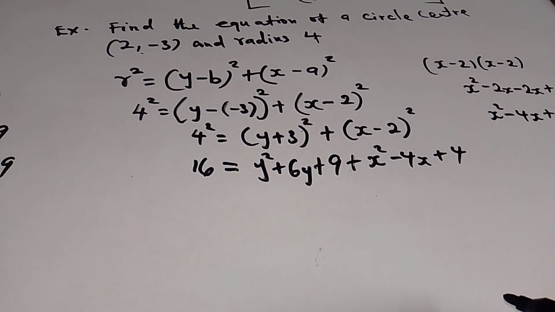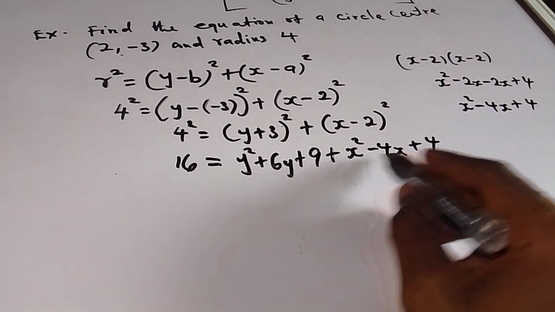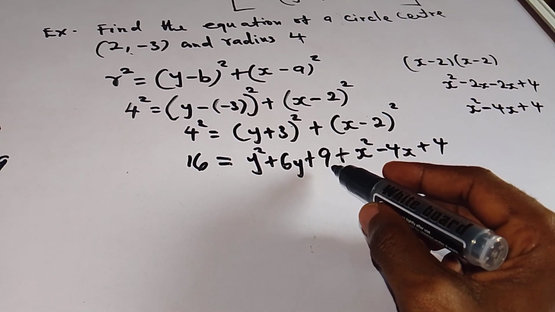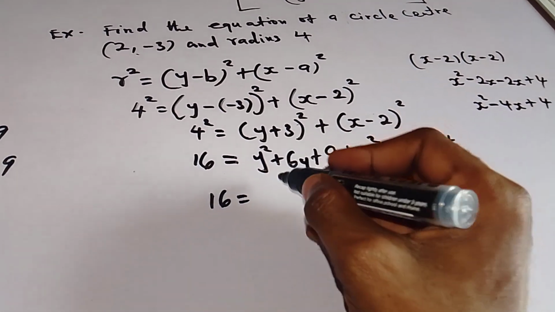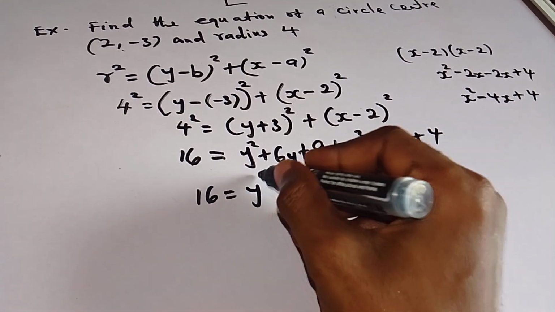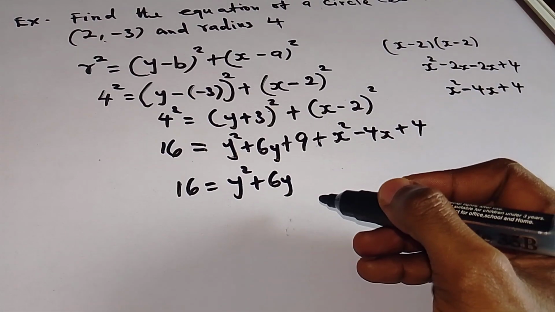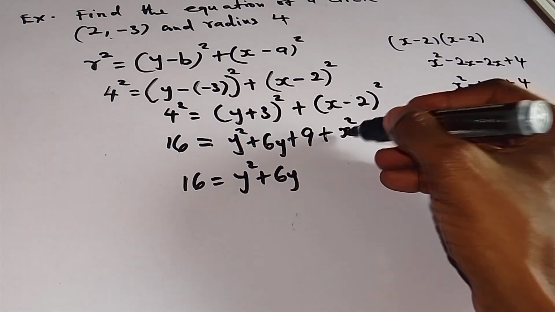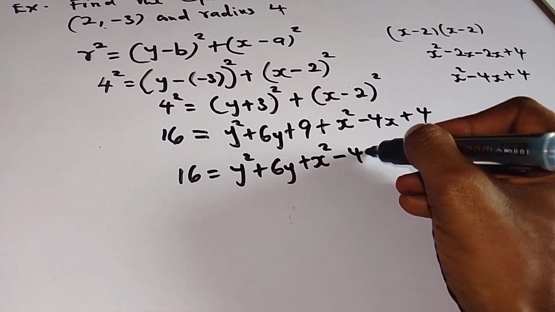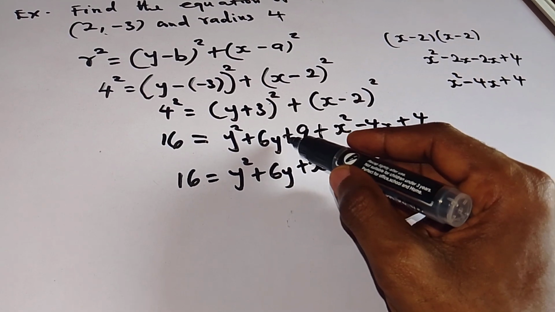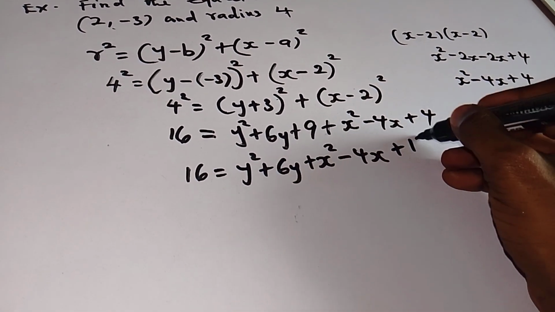You know the next thing you do? You are going to collect like terms. So that's going to be 16 equal to y squared plus 6y, then x squared minus 4x, then this 9 plus 4 here will give us 13.